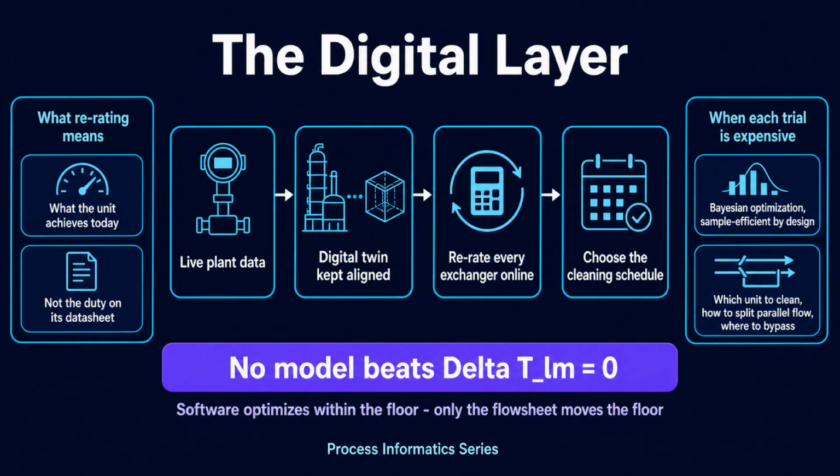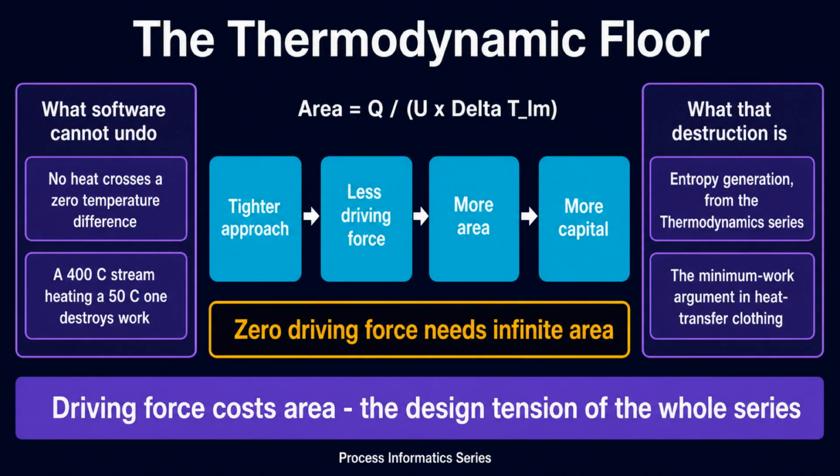When each trial on a running plant is expensive or slow, the sample-efficient methods of our Bayesian optimization series are the right tool. But no model beats a log mean temperature difference of zero. That last point deserves a slide of its own, because it is the design tension of this entire series in one line. A twin can find the cleaning schedule and the best bypass split, but it cannot transfer heat across a zero temperature difference, and it cannot recover the work destroyed when a 400°C stream heats a 50° one. That destruction is the entropy generation of our thermodynamics series, the minimum work argument wearing heat transfer clothing.